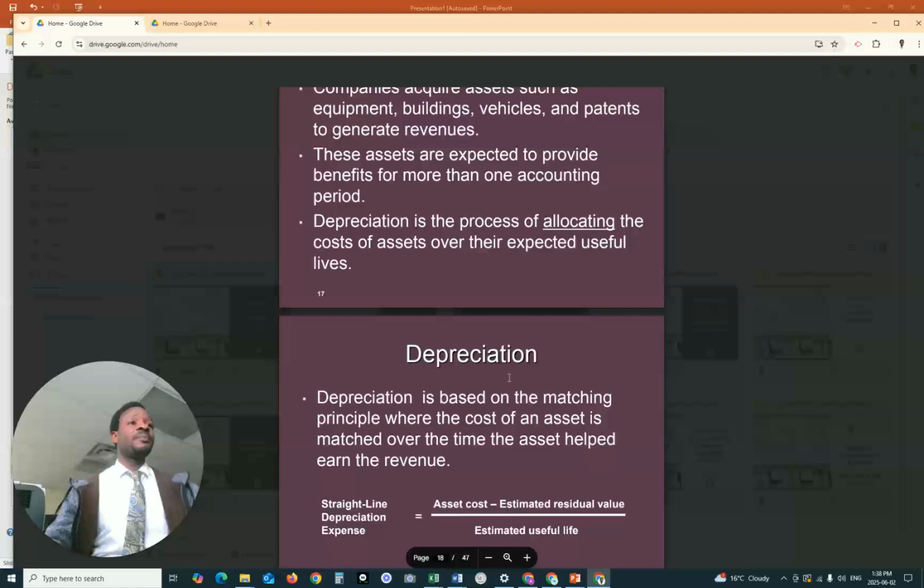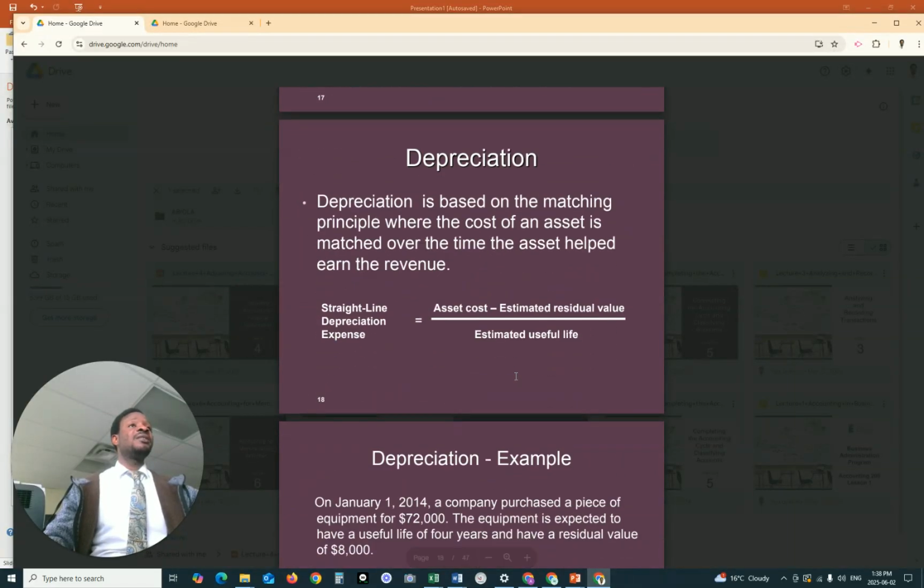Depreciation is based on the matching principle, where the cost of an asset is matched over the time the asset helped earn the revenue, which means matching concept, as you benefit in a period, you match it with cost of earning that revenue in order to ascertain your profit or otherwise in that period. So as you use the asset up in generating revenue, in selling, in providing goods and services, as you use up asset, that asset is helping you to generate revenues.